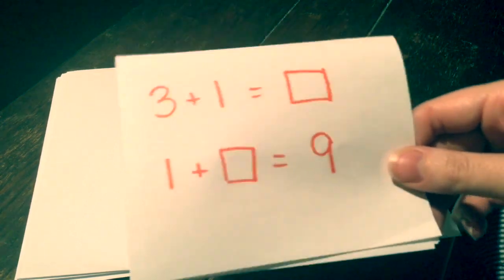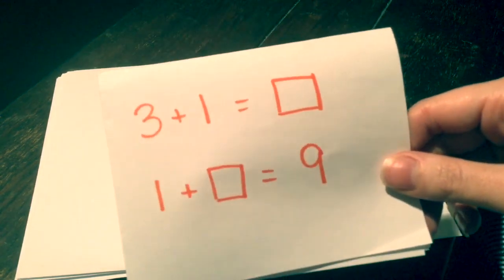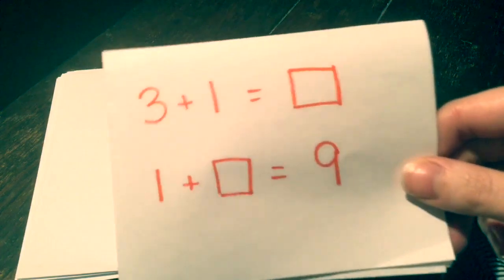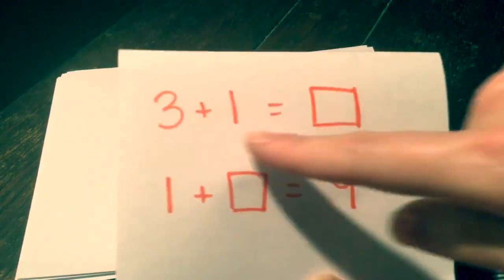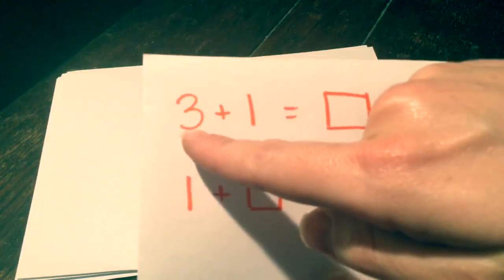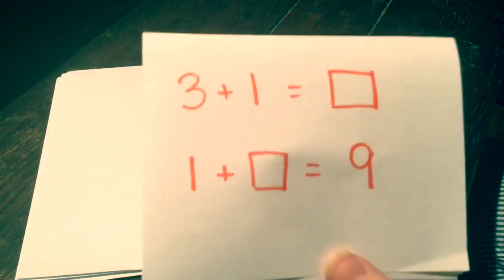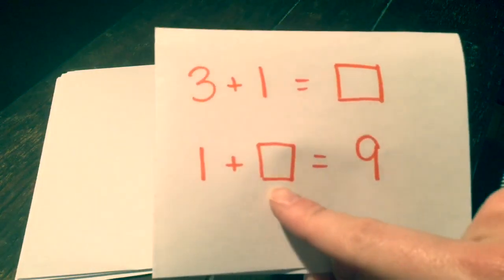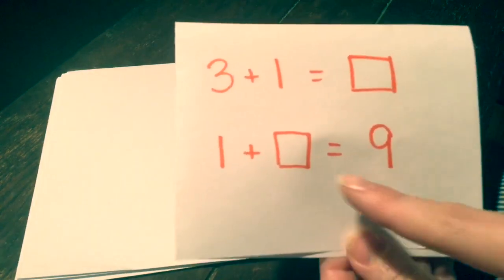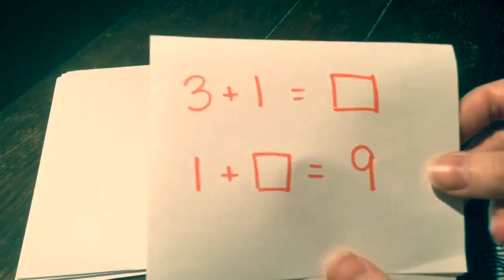So today I want to talk to you about how to become fluent with problems where you have to find one more, one less, two more, or two less. So for example, if you have to find one more than 3, if you're seeing something like 3 plus 1, or if you have a mystery number here and when you add one more, you get 9.